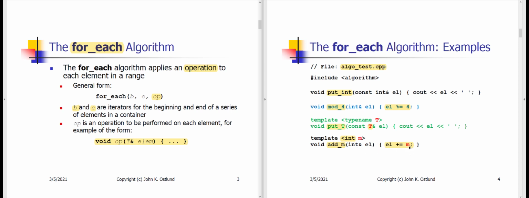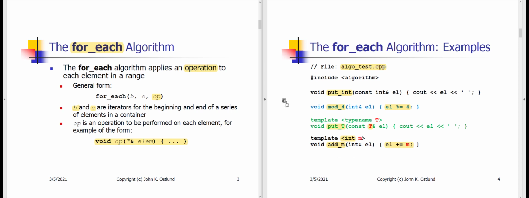m has. So when I call this function, I say addm angle bracket 3, for example, and that will add 3 to each element. Or I can say addm angle bracket 15, and that will add 15 to each element. Or addm angle bracket -7, and that will add a -7 into each element.